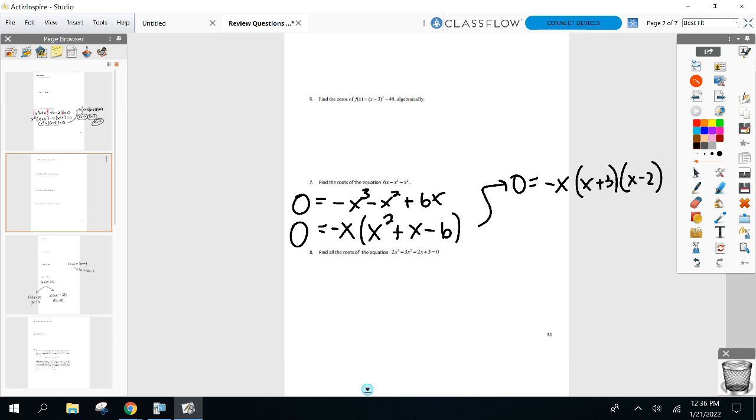How many answers, by the way, should we have? 3. Where do I see 2 here? x equals negative 3 and x equals positive 2. It's the negative. Yes, I took out a variable. Divide by negative 1. x also equals 0. Reorder the thing before you start.